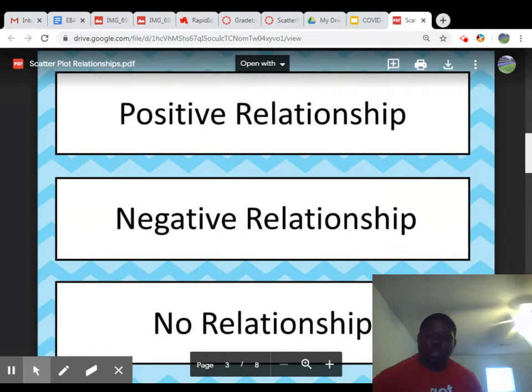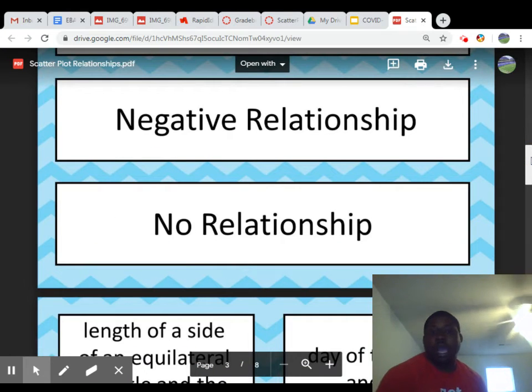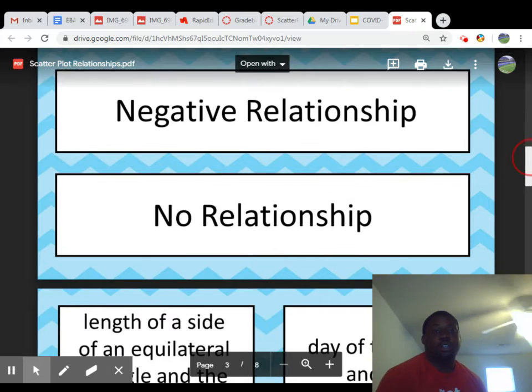Now, one of the things I like to do when I do this lesson is I read the scenario and ask this question: does it have a positive, negative, or no effect on each other? That's going to be the key, whether it has a positive, a negative, or no effect on the situation. If you figure that out, that's going to be perfect. All right, so let's look at the first one.